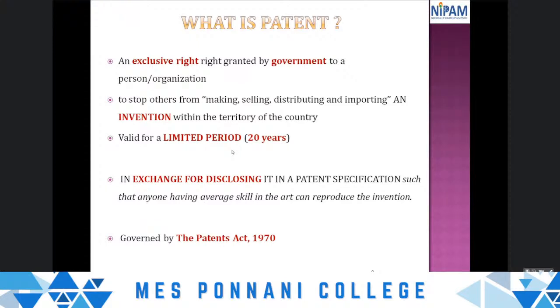The invention will become available in the public domain. It can be freely used and commercialized by anybody among the public. Now, in exchange for such exclusive privileges, you have to disclose your invention clearly and completely in a patent specification.